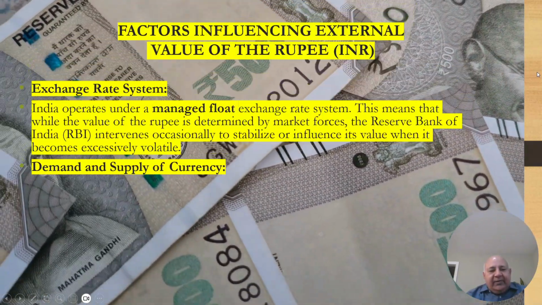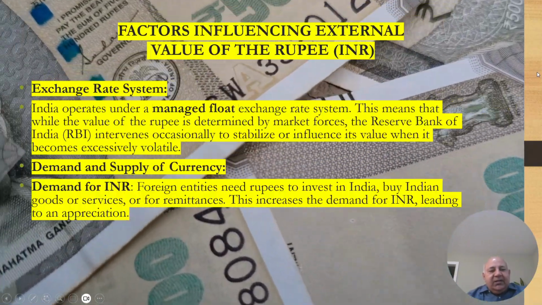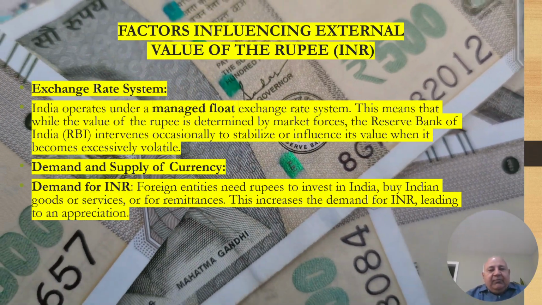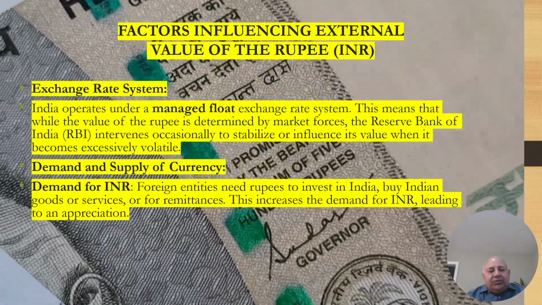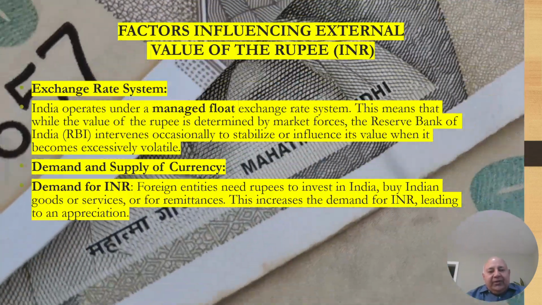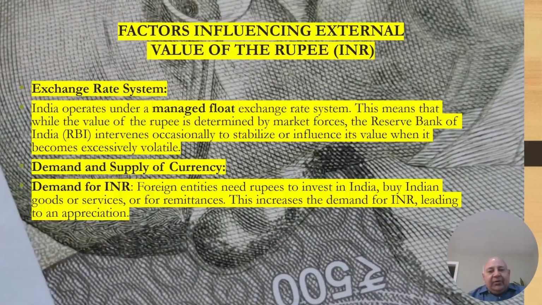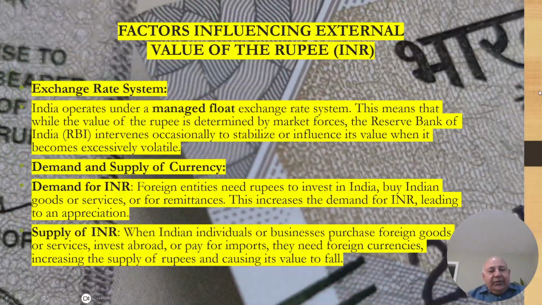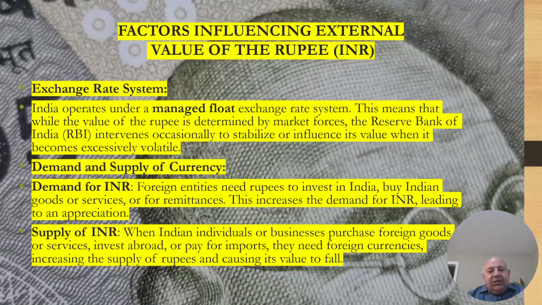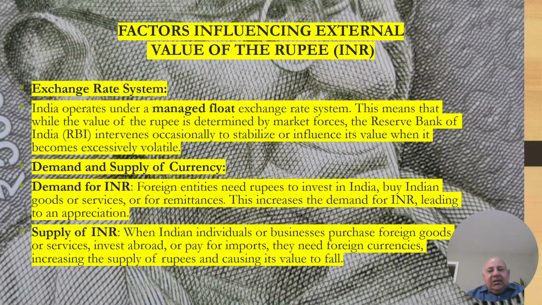Demand and supply of currency. Another factor is demand for Indian rupees. Foreign entities need rupees to invest in India, buy Indian goods or services, or for remittances. This increases the demand for Indian rupees, leading to an appreciation. Supply of Indian rupees. When individuals or business purchase foreign goods or services, invest abroad, or pay for imports, they need foreign currencies, increasing the supply of rupees and causing its value to fall.